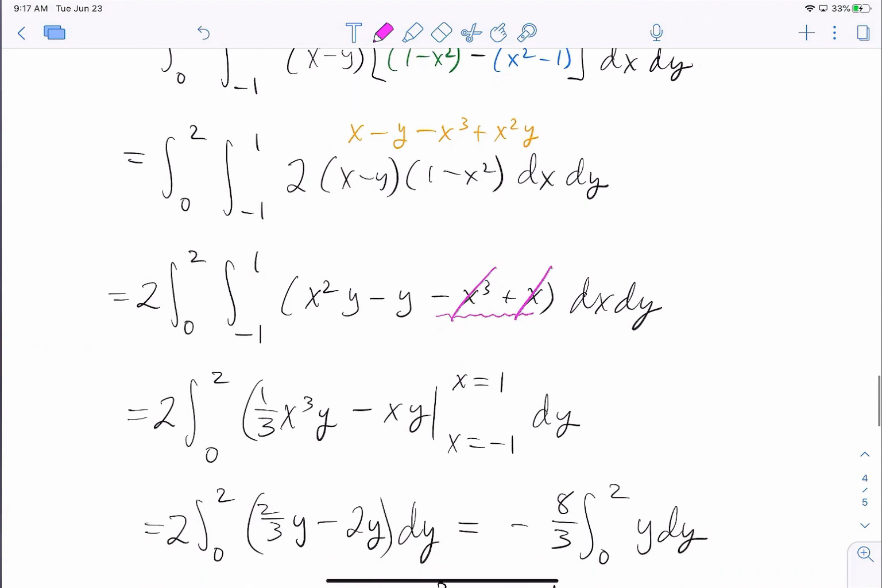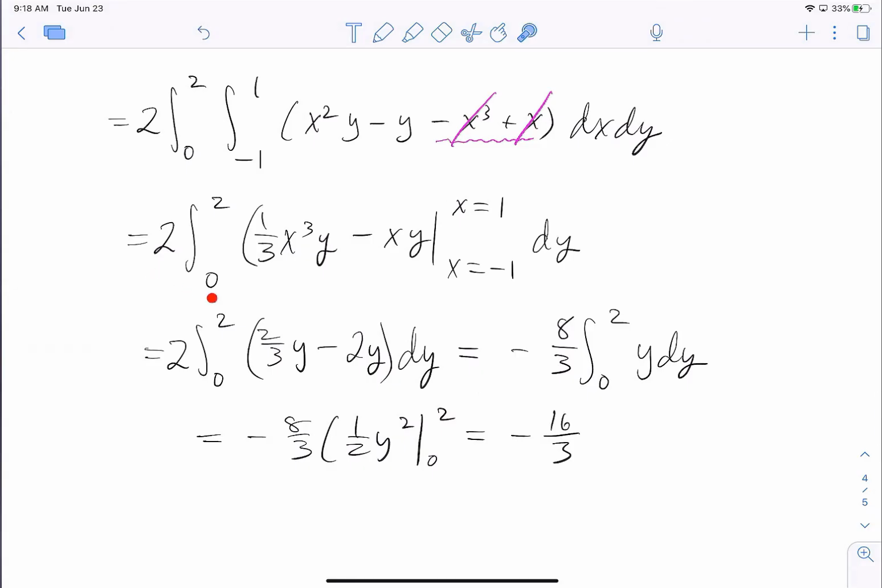And integrating what's left, we end up with 2 times the integral from 0 to 2 of (1/3 x cubed y minus xy), where x is going from negative 1 to 1, dy. That gives us 2 times the integral from 0 to 2 of (2/3 y minus 2y) dy, which is negative 8/3 just by combining like terms and then multiplying by the 2 out front, times the integral from 0 to 2 of y dy. That evaluates to negative 8/3 times 1/2 y squared evaluated from 0 to 2, for a final answer of negative 16/3.